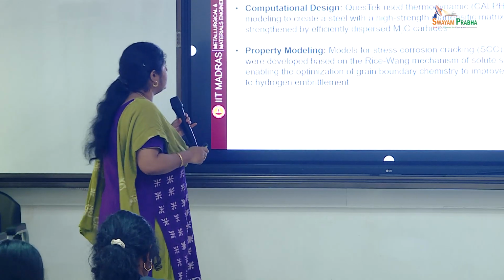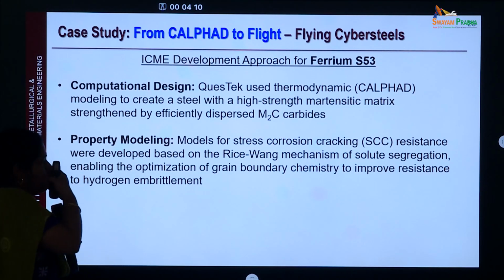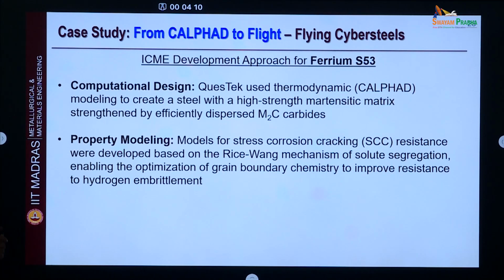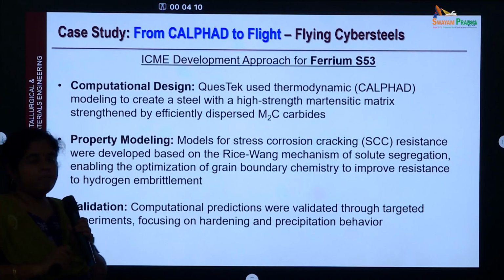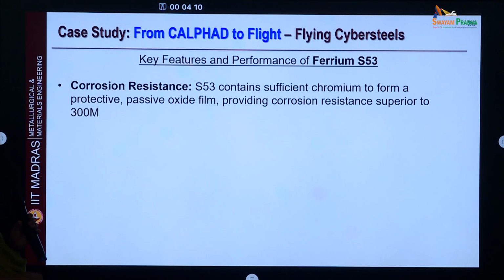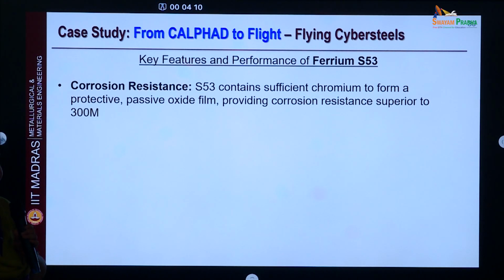Okay, then they did property modeling. They used certain mechanisms for improving the stress corrosion cracking to optimize the chemistry of the grain boundaries. And lastly, they used computational predictions to focus on the hardening and precipitation behavior. So what are the key features they got? They got a very good corrosion resistance, by adding sufficient chromium.